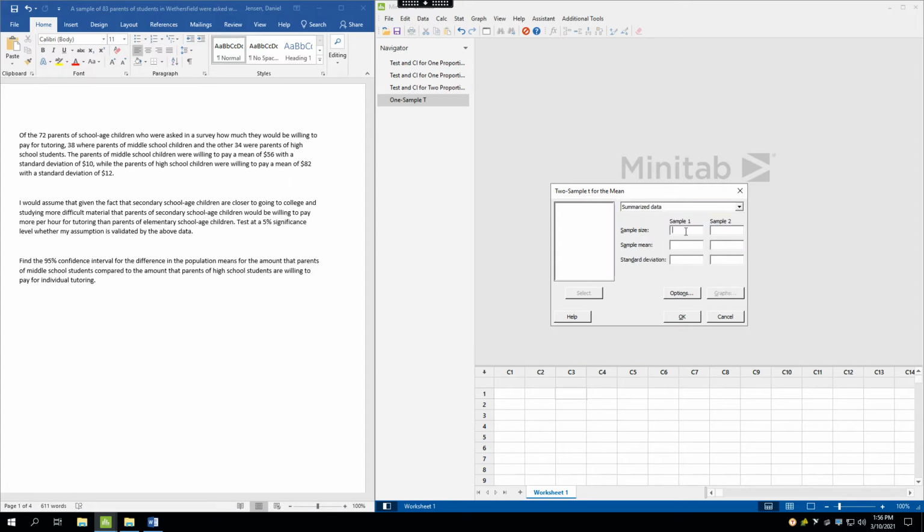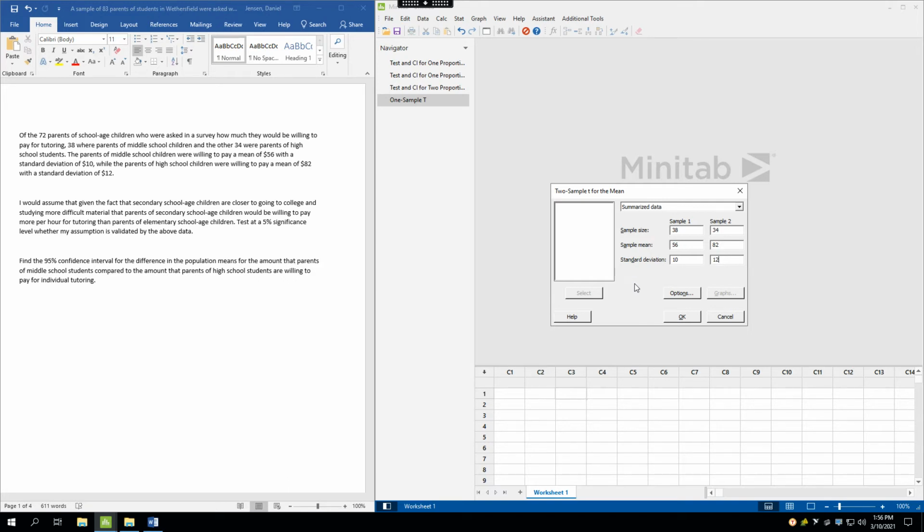So sample one, I'll just make that my first group, which was the parents of middle school children, okay? 38 were surveyed, and they were willing to pay a mean of $56 with a standard deviation of 10. Of the 34 parents in the survey who were parents of high school children, they were willing to pay a mean of $82 with a standard deviation of 12. Now notice in the single mean or single proportion, there's a click box here that I click if I'm going to perform a hypothesis test.